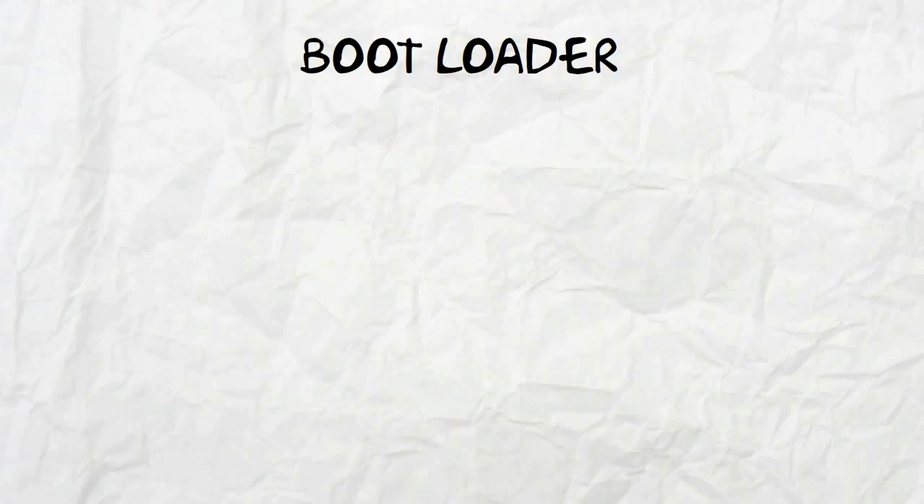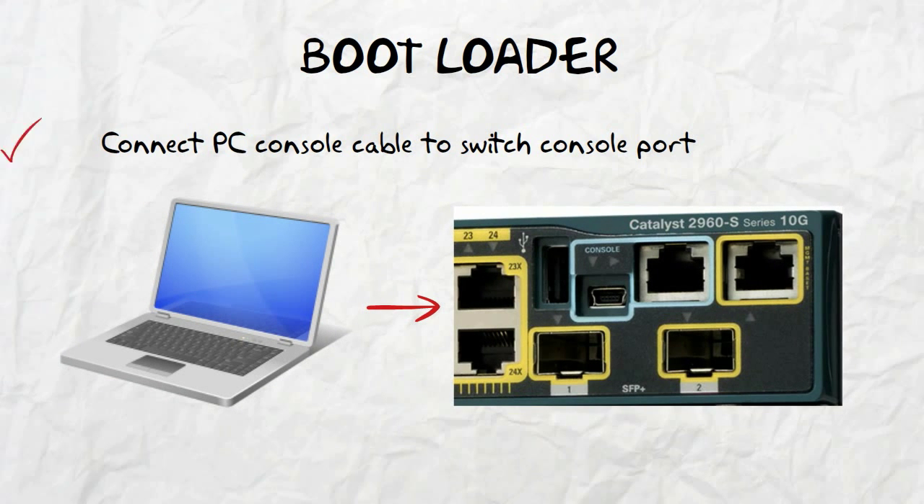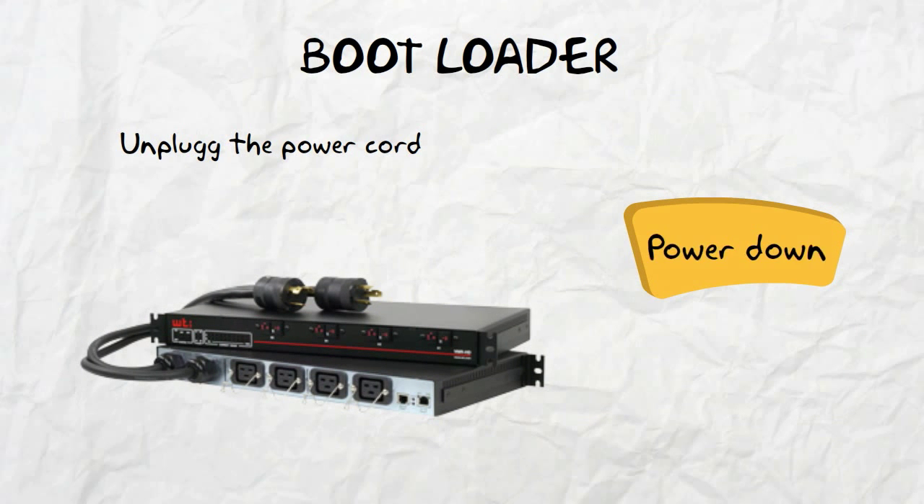If there is a problem with the switch, we can always access the bootloader. To access the bootloader, we follow the next steps. First, we connect a PC by console cable to the console port in the switch. Then we unplug the switch from the power cord.